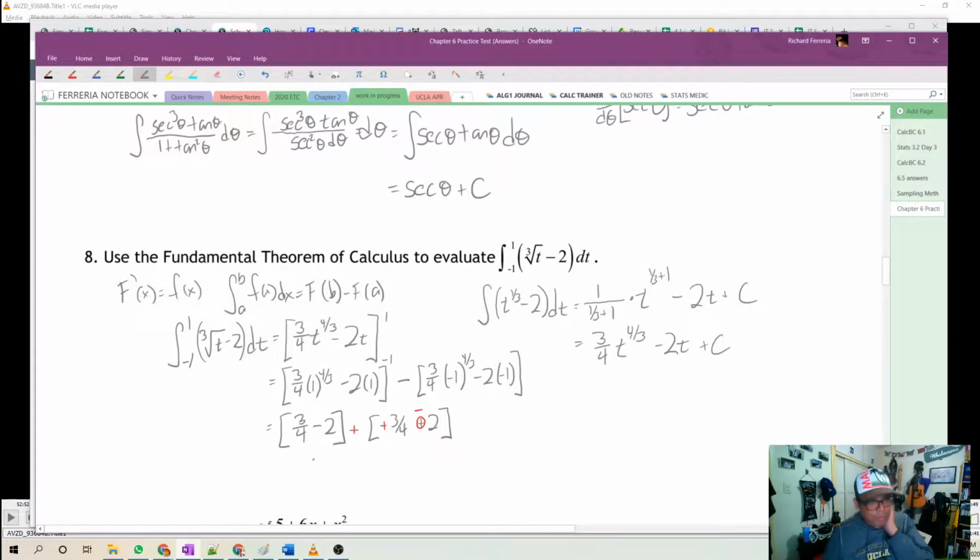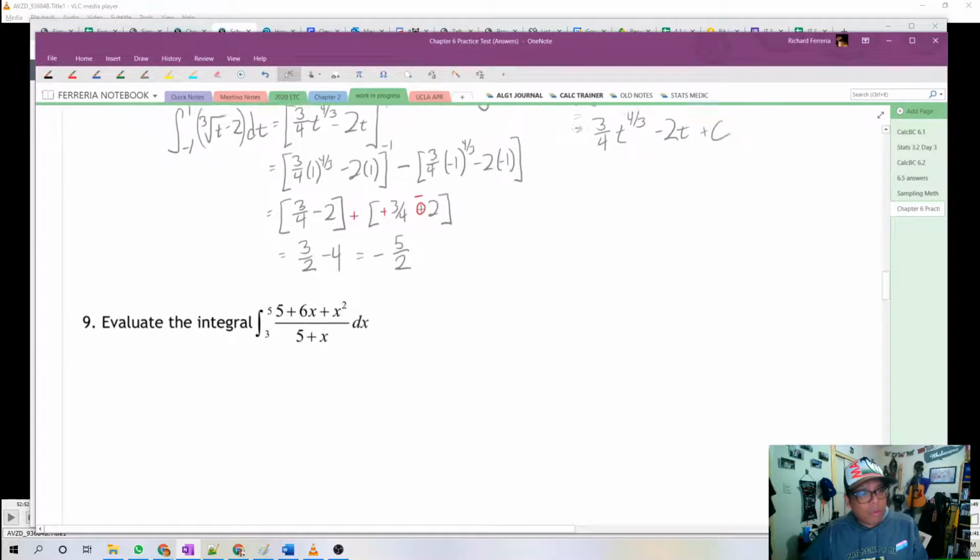3/4 plus 3/4, that's 6/4, which is 3/2. Minus 2 plus -2, that's minus 4. And believe it or not, that's a good enough answer for calculus most of the time. This is something which you can do on a 4-function calculator. So you can probably leave that, but just in case, let's do a little bit of arithmetic here. This is 3/2 minus 8/2. 3 minus 8 is -5. So this is -5/2. So that's our question 8.